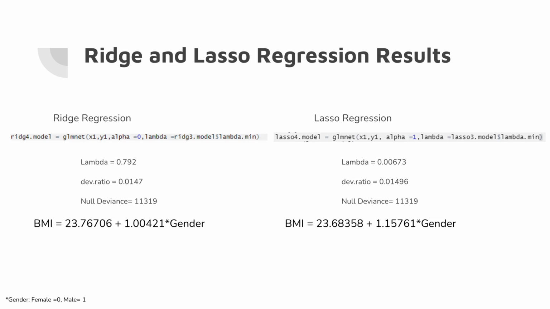In this case, the intercept was necessary for our model, as it represents the mean of the BMI of females, while the sum of the intercept and the coefficient would represent the mean of the BMI of males.